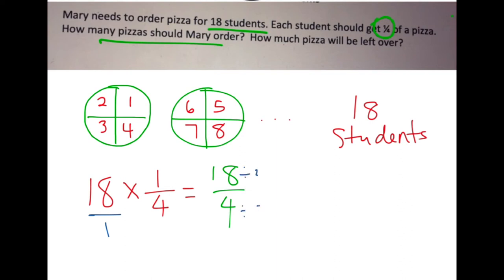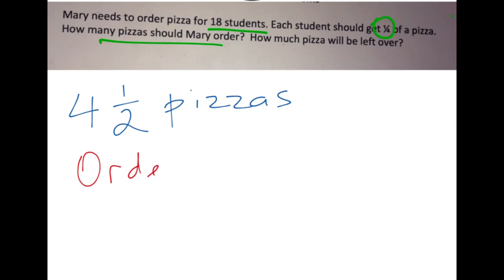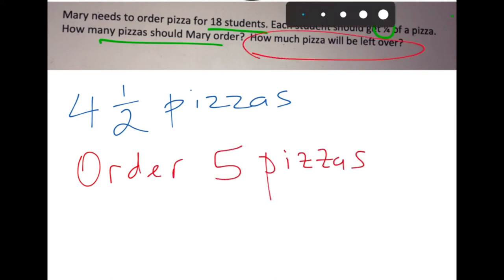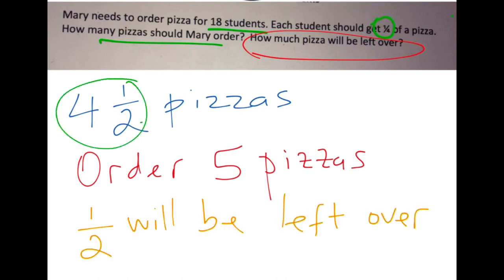Let's simplify the fraction. Divide by 2, divide by 2. We get 9/2. 9 divided by 2 is 4.5. If you write it as a mixed number, that's 4 and 1/2. In other words, we will need 4.5 pizzas. However, you cannot order half of a pizza. So you will order 5 pizzas, and then how much pizza will be left over? Half will be left over. Because 4.5 will be taken out of 5, so there will still be 1/2 remaining.